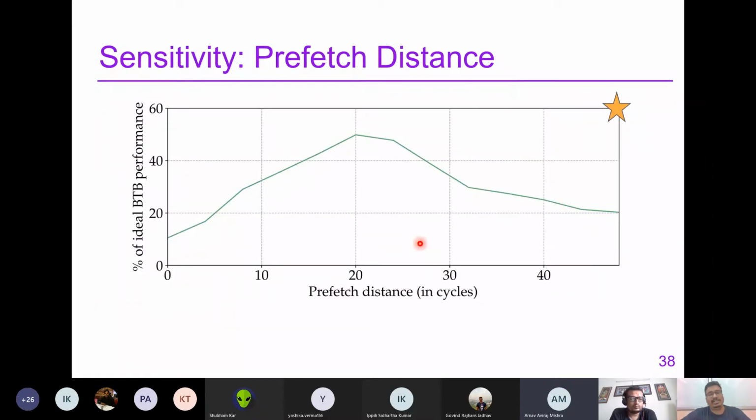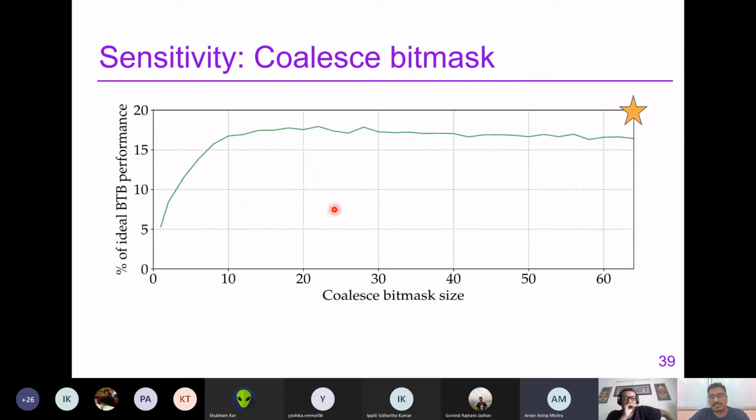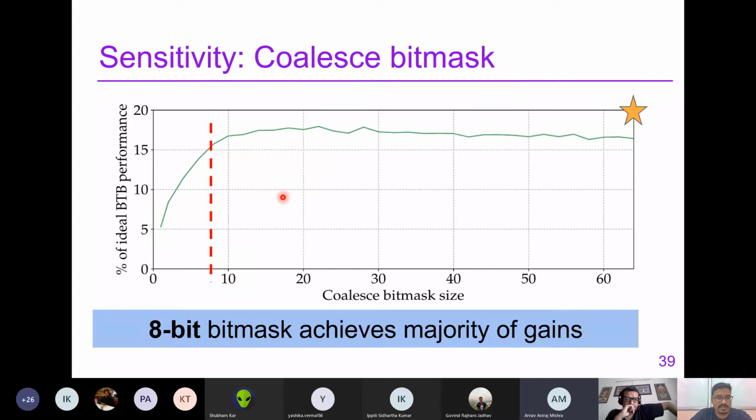Now they have done a sensitivity analysis with respect to the prefetch distance. I said that we are leaving 20 cycles of prefetch distance before a particular BTB miss. They did the sensitivity analysis with different prefetch distances, and between 15 and 25 cycles they get most of the benefits. They have also done a sensitivity analysis with respect to how many bits to use for the coalesce instruction bitmask, and as you can see, with 8 bits for the bitmask, the majority of gains are achieved.